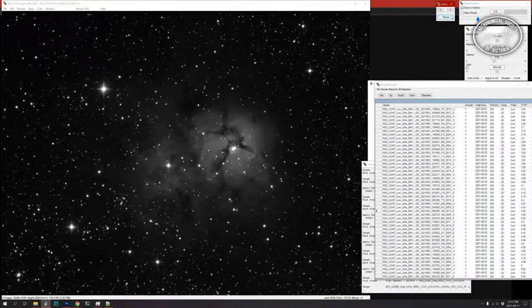Yes, the meridian flip has happened. It's been incorporated. But you can actually still see, I don't know, can you see that there is movement between these subs still? Yeah, there's a tiny little bit of movement, isn't there? There is. It's less than 1 pixel.